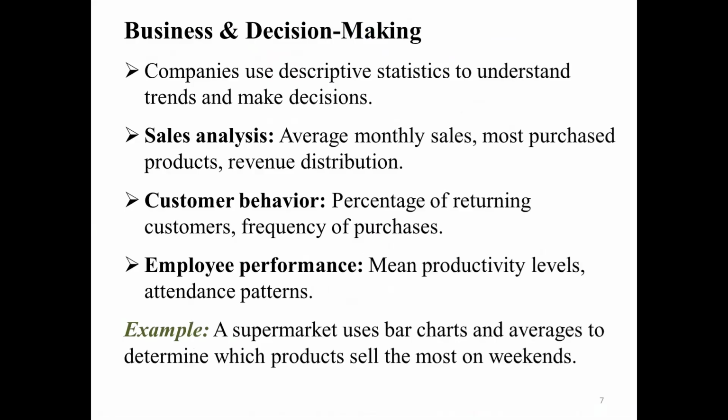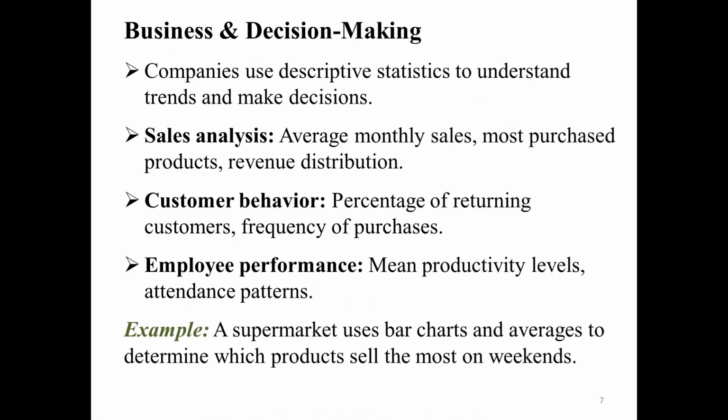In business and in decision making, companies use descriptive statistics to understand trends and make decisions. Decisions on sales analysis, like finding average monthly sales, most purchased items and products, and analyzing revenue distribution. It helps in understanding customer behavior. For instance, knowing the percentage of returning customers, that is, customers that buy and come back another time to buy, and their frequency of purchases.